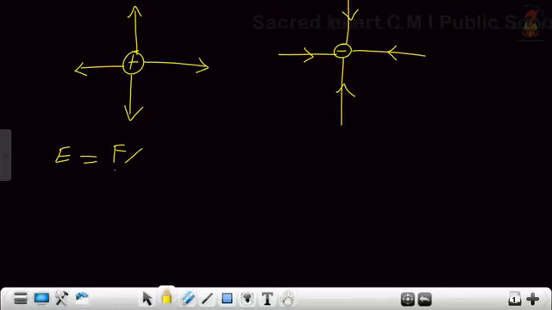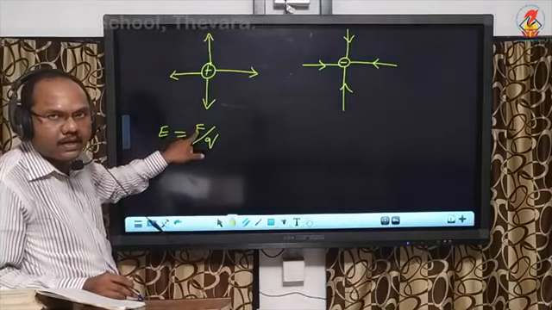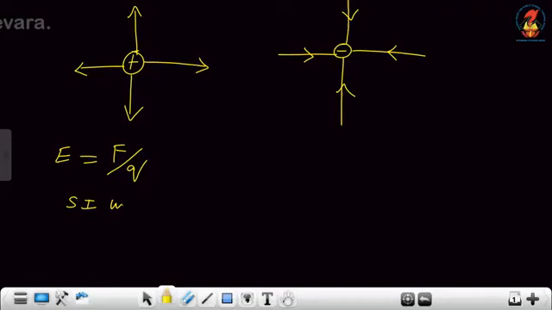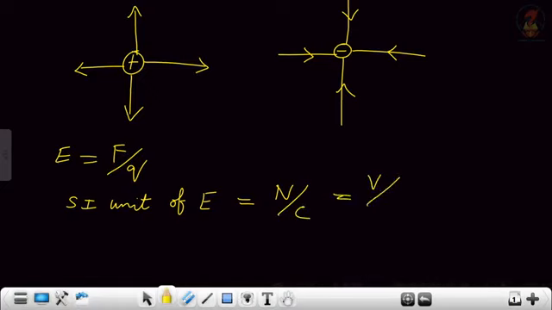We also know E is equal to F by Q. So from this expression, I can find the SI unit of electric field. SI unit of force is Newton and SI unit of charge is Coulomb. Therefore, SI unit of electric field is Newton per Coulomb. It also has one more SI unit, which is volt per meter. So SI unit of electric field is Newton per Coulomb or volt per meter.